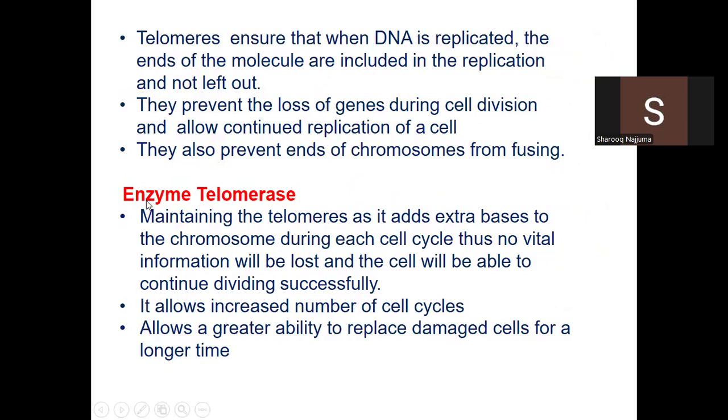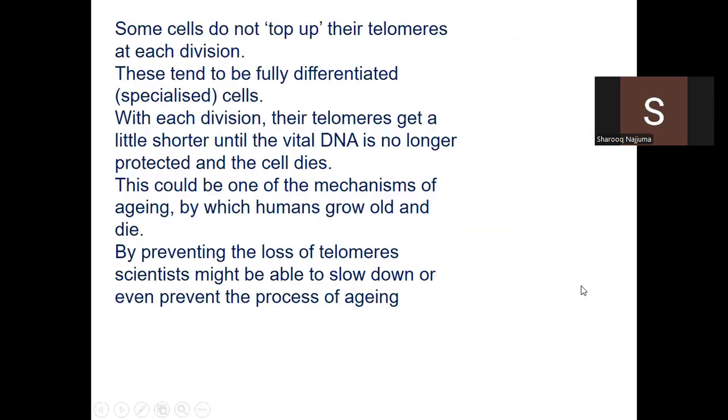So telomeres are topped up by enzyme telomerase. So that allows a greater ability to replace damaged cells. So if your cells have enzyme telomerase, that means that their telomeres will always be topped up, and that means in case some cells are damaged, then we shall have those cells dividing multiple times to replace those damaged cells. But if someone lacks that enzyme, if their telomeres are not being topped up, that means even if you get a tissue that is damaged, you'll have issues or problems with that tissue or those cells of the tissue being replaced.